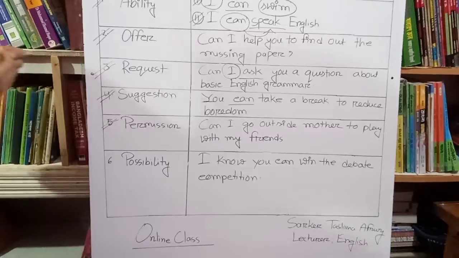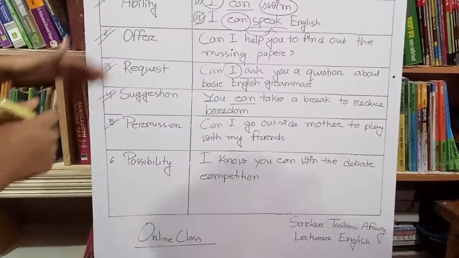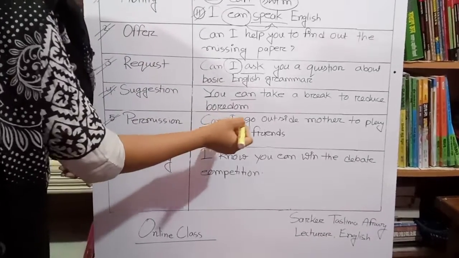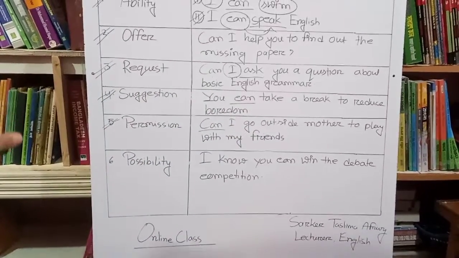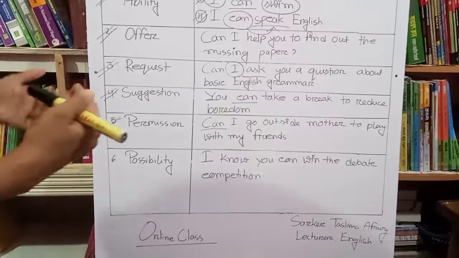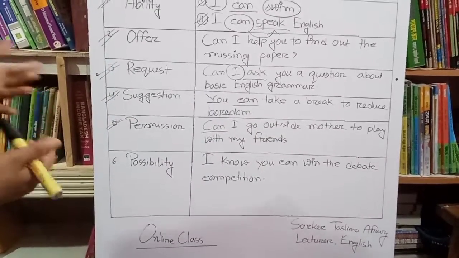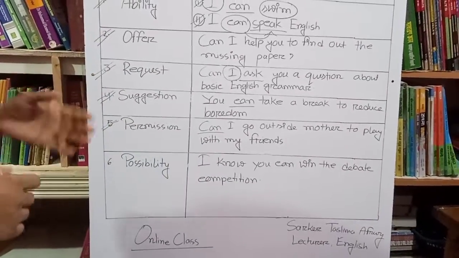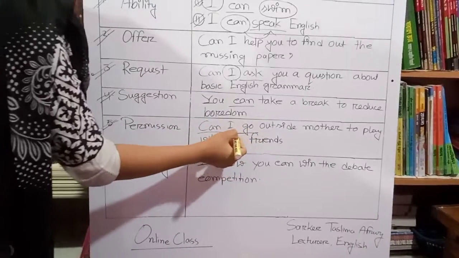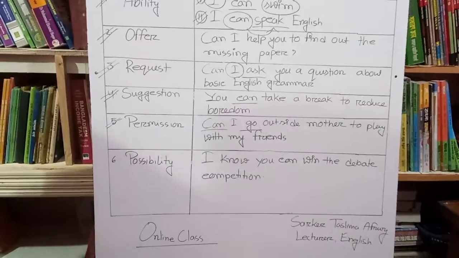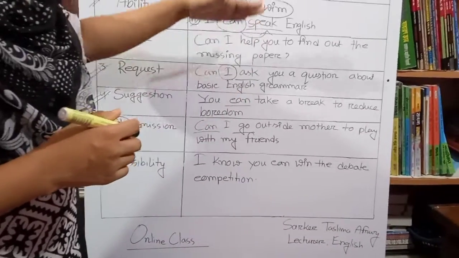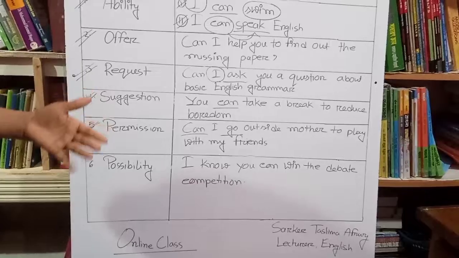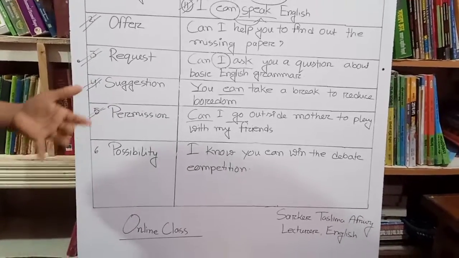Next, permission. You are asking permission. In that case, you can use this can. So how to use this can? Well, let's see. Can I go outside, mother? You are asking permission from your mother to play with your friends. That's why you are asking permission. In that case, you are also permitted to use can. And remember the important thing that you have to write the present form of a verb. Like this, in other examples, you can change the subject, the verb and the object form. Then it will help you a lot to improve your English speaking or writing.